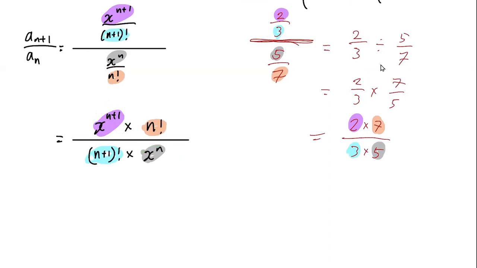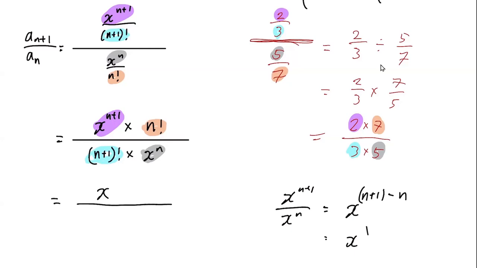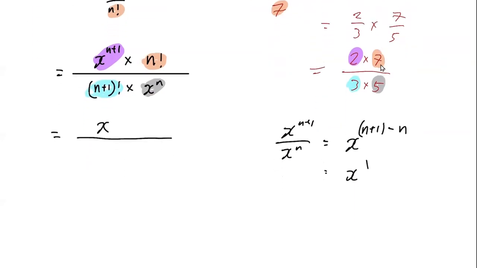You can just divide, right? Because here you have the same base x, different power. So what do you do to your powers? You just do n plus 1 minus n, which simplifies into just an x. In other words, you're only left with a single x on top. How about n factorial over (n plus 1) factorial? This one is a bit trickier.